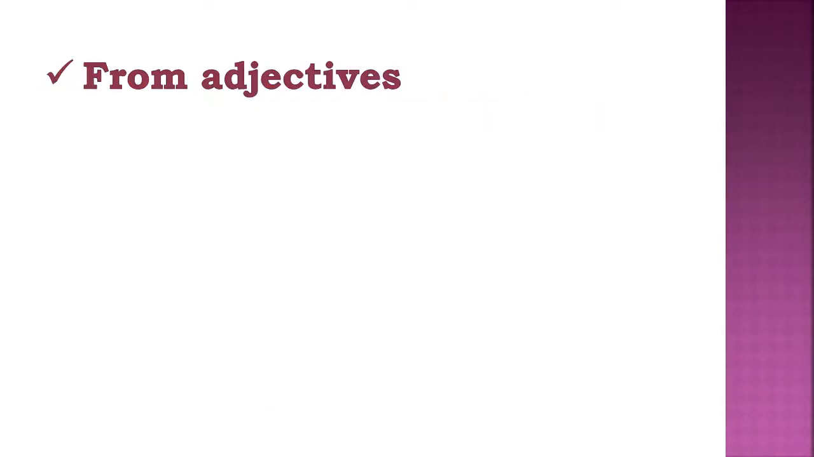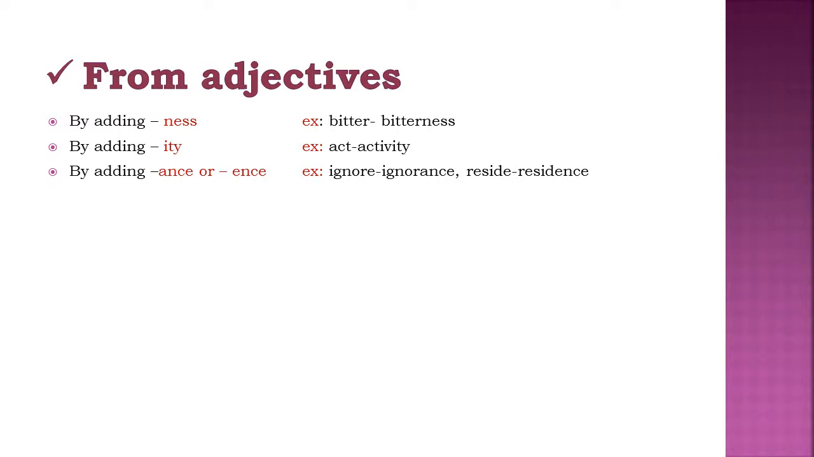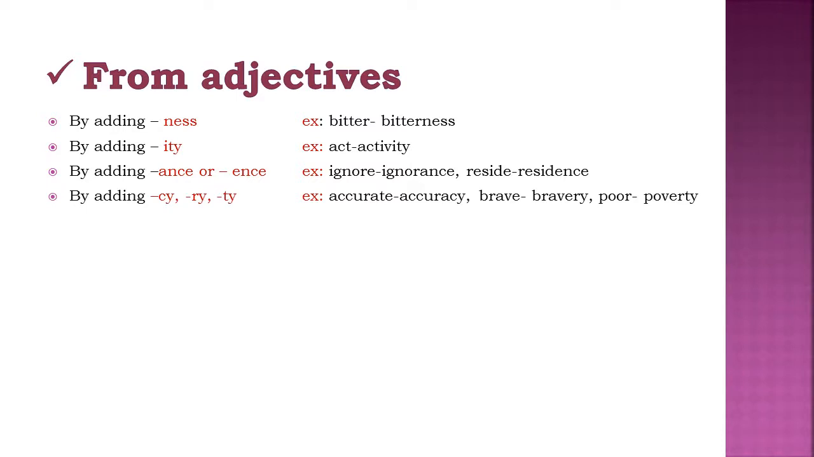Now let us understand how abstract nouns can be formed from adjectives. By adding ness. Here, bitter is an adjective and bitterness is an abstract noun. By adding ity. Act, activity. By adding ance or ence. Ignore, ignorance. Reside, residence. By adding cy, ry and ty. Accurate, accuracy. Brave, bravery. Poor, poverty.